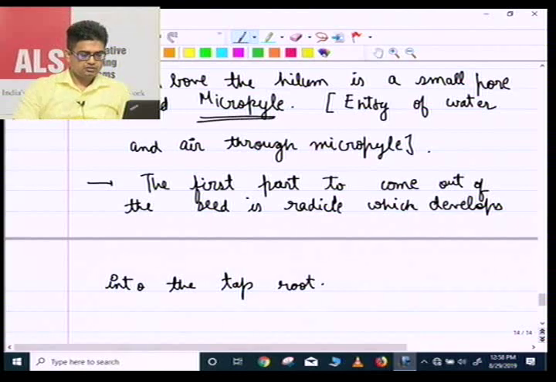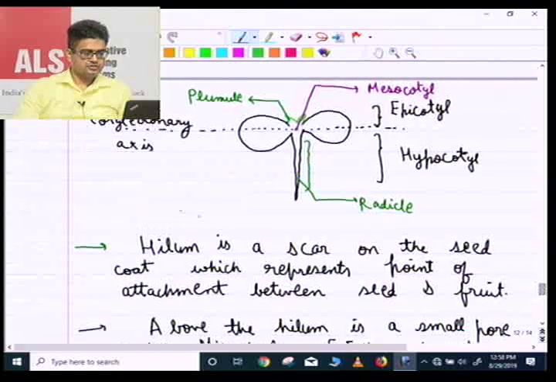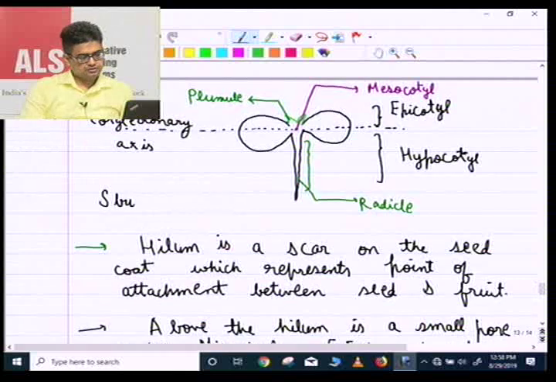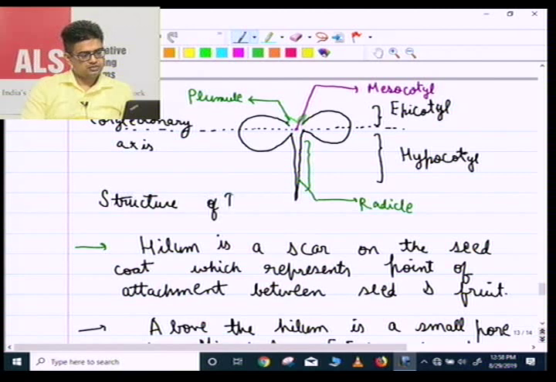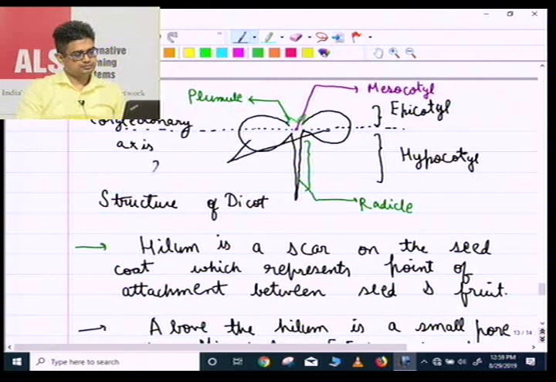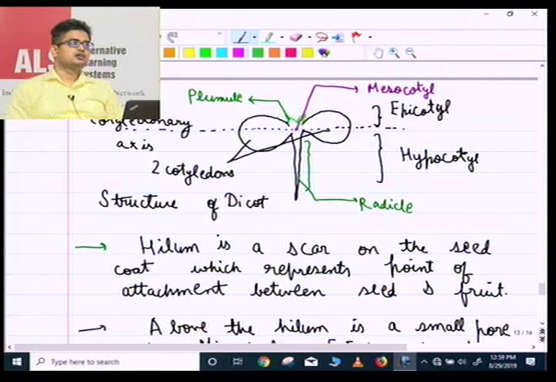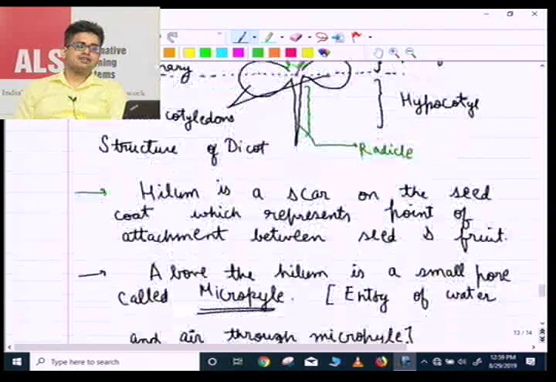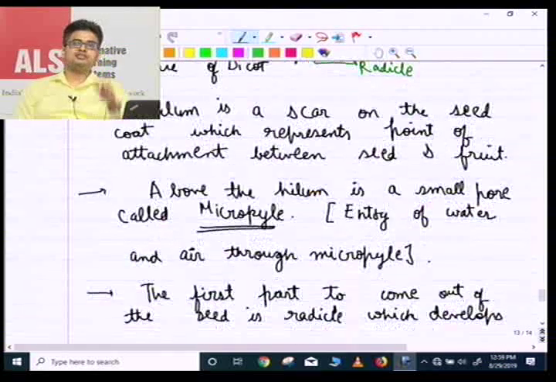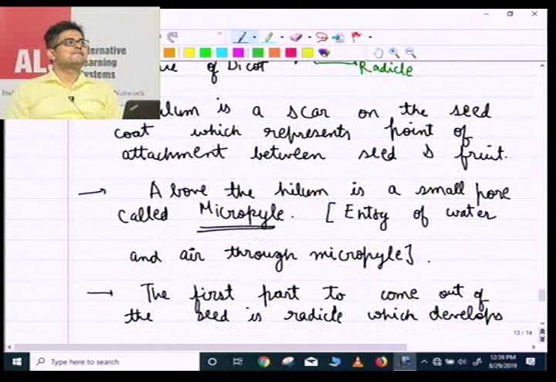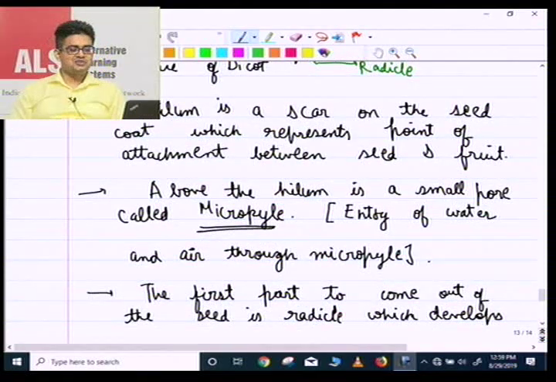This is the seed which I have showed you here. This is the dicot seed. Structure of dicot seed. So dicot seed has two cotyledons. These are two cotyledons. But when I say monocot has a single cotyledon, can you see this cotyledon somewhere? Is there any way to see this cotyledon? Have you seen the cotyledon of monocots? Anyone?